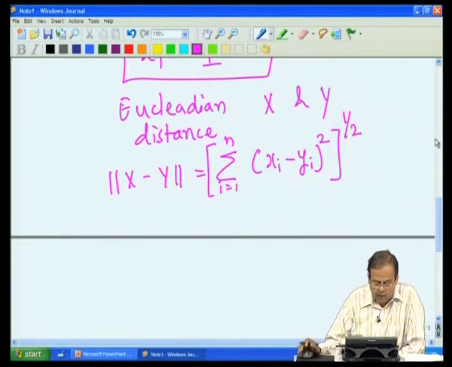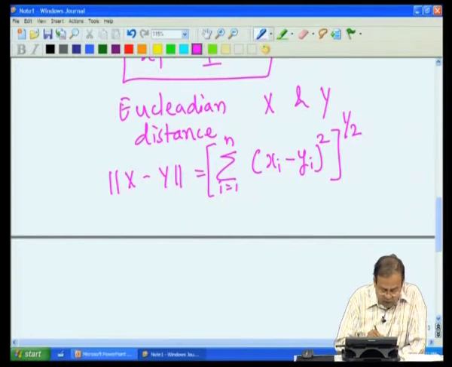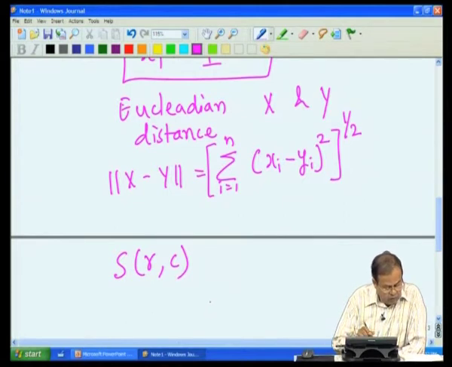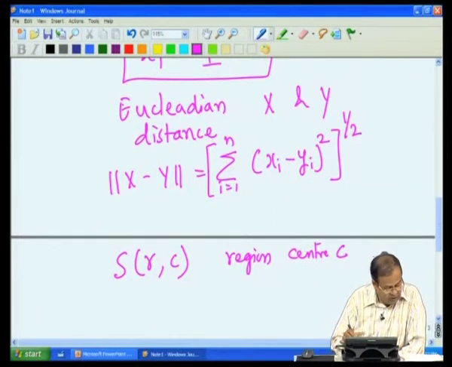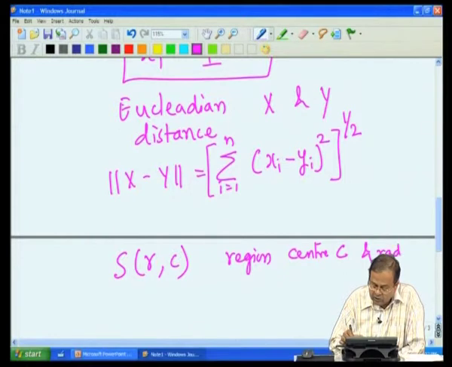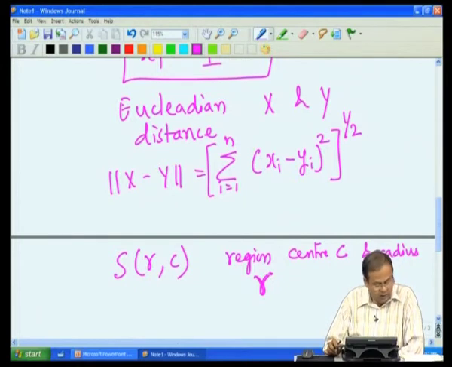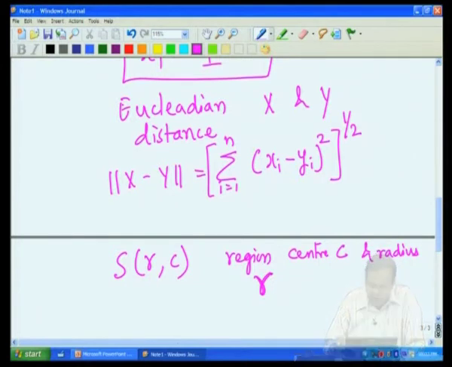One more idea before we go to the definition of stability. Let us define a region S of R and C, which denotes a region for a 2-dimensional space. It will be a spherical region of center C and radius r. And C is said to be the critical point.